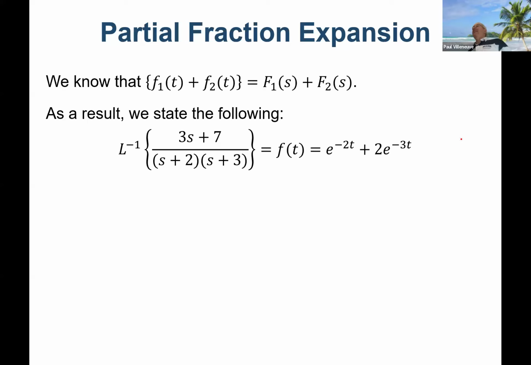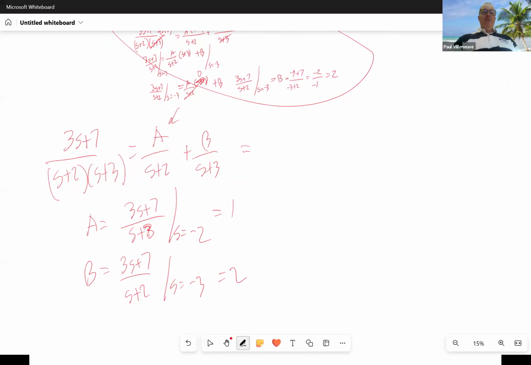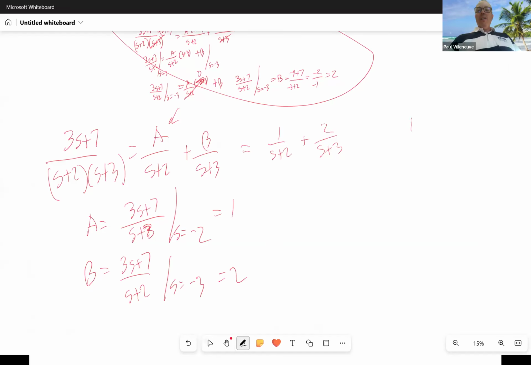Now, once we have the partial fraction expansion, then it's a piece of cake. We go to our Laplace table and we can see that F(s) is going to be equal to 1 over s plus 2 plus 2 over s plus 3. If I look at my Laplace table, we can see right here, item number 6, that 1 over s plus alpha equals e to the minus alpha t. So over here, alpha equals 2, and over here, alpha equals 3, right? Those are what the form is.